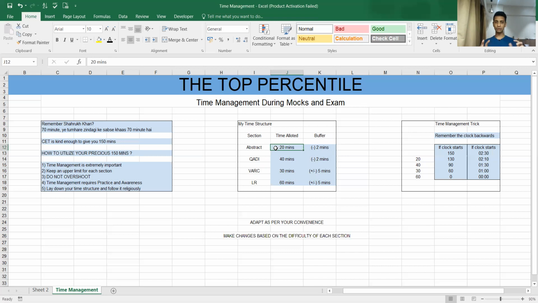So that's the idea. If you think a particular section is extremely difficult in your mock or in your final exam, then cut down a bit of time on that. Make those impromptu decisions, because finally, CET is definitely a decision making game. And well, with that, those were my 2 cents on the topic of time management during mock and during your exams.